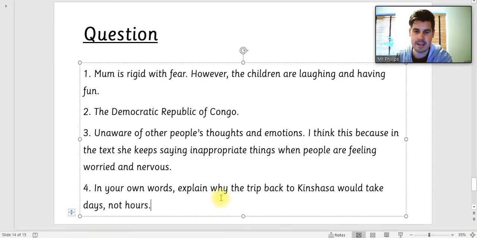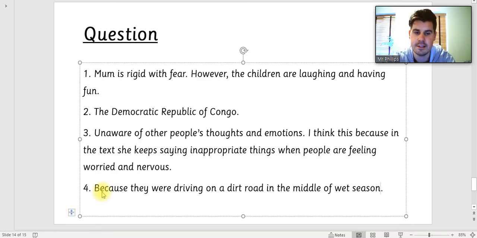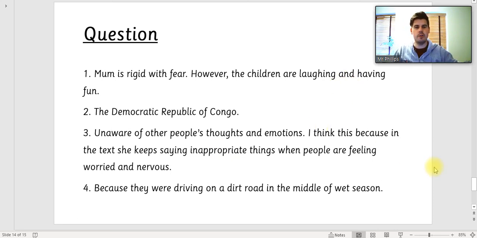So why is it going to take days, not hours? Because they were driving on a dirt road in the middle of wet season. If you had just one of those, either because they were driving on a dirt road, not on a tarmac motorway, or because they were driving in the middle of wet season, then that's absolutely fine as well. There we go. Mark your original answers. If you got them wrong, don't forget to write the correct answers next to it and see how well you did.